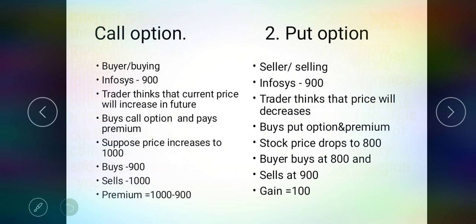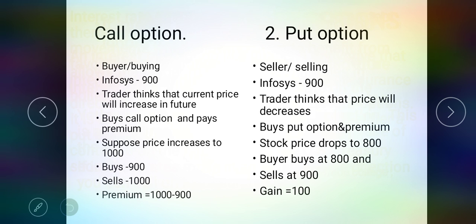Before moving further, we should know what is call option and what is put option. Firstly, call option. A call option is an agreement that gives the buyer the right but not the obligation to buy the underlying asset at a specified price within a specified period of time.